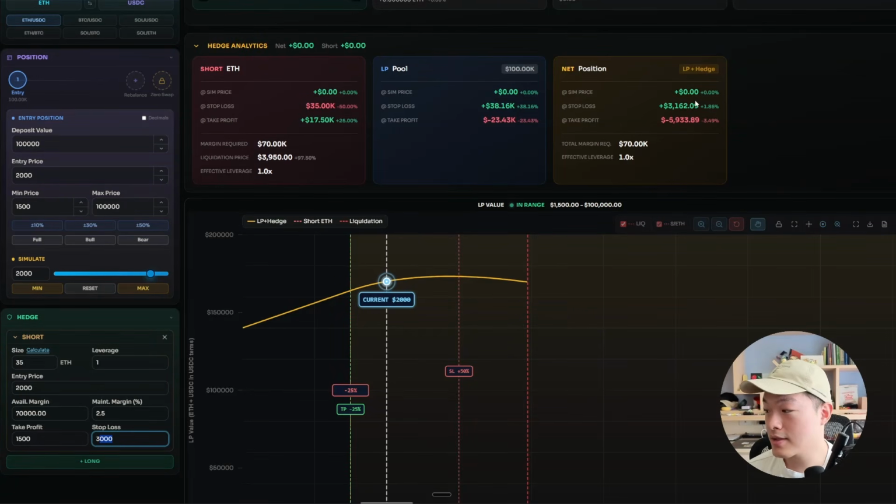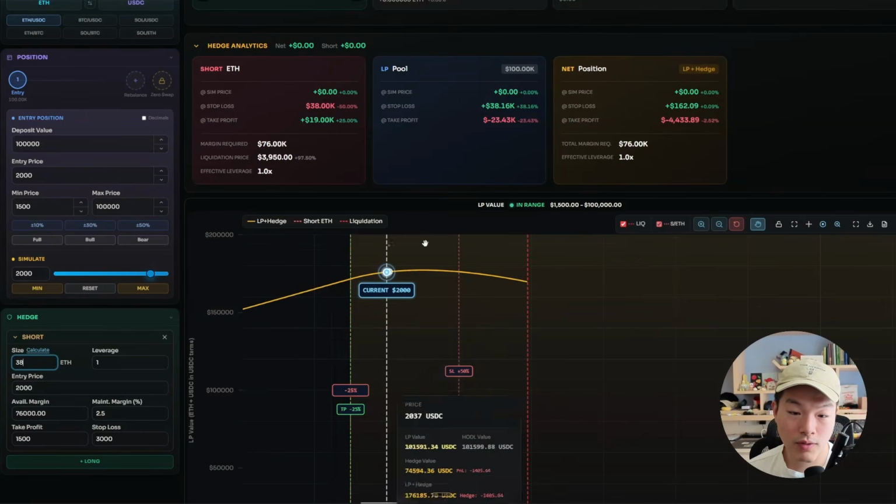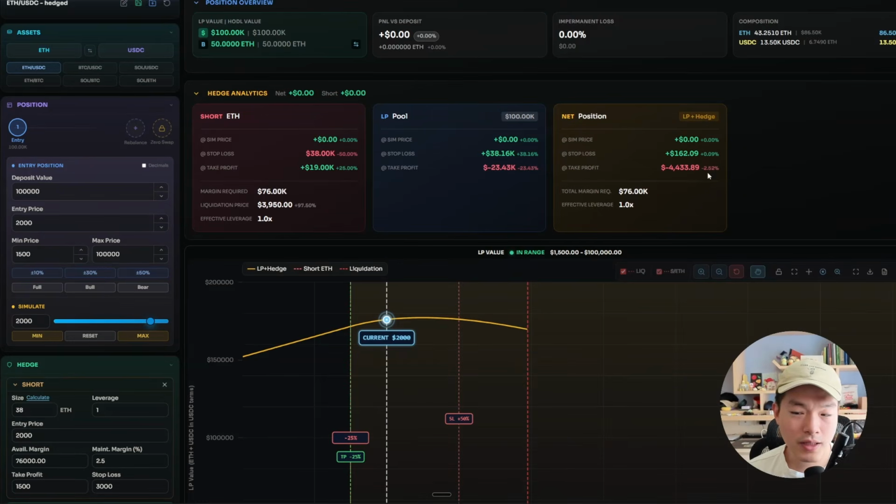And as long as this number is positive and I want to do a partial hedge, I could actually increase the size further, right? Maybe 40 ETH is a little bit too much, so around 38 ETH here. And you can see that this total loss amount dramatically drops to only 4,000 something dollars. About a 2 to 3% loss on our total capital if we include this margin here.